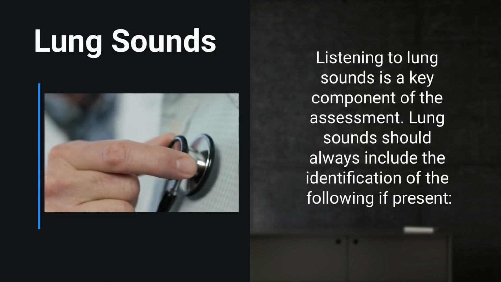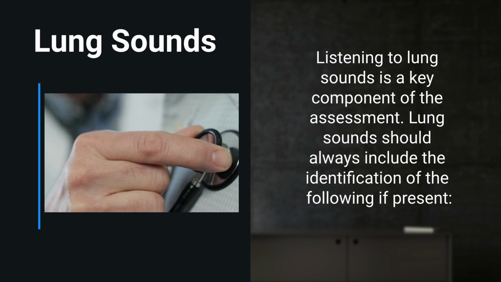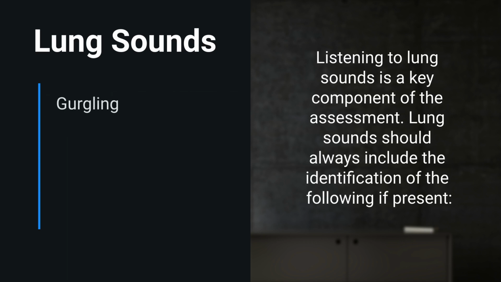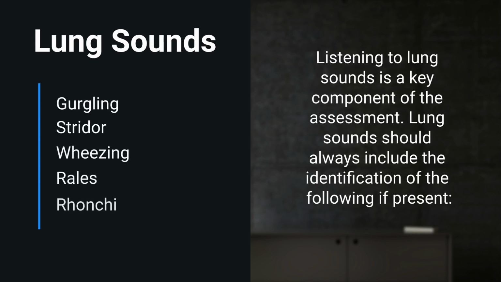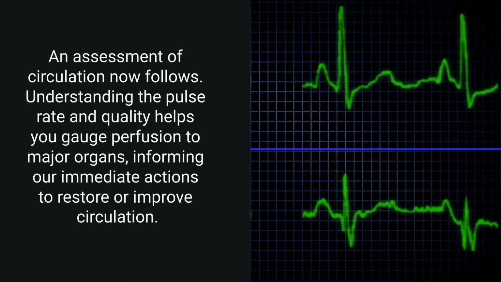Listening to lung sounds is a key component of the assessment. Lung sounds should always include the identification of the following if present. 1. Gurgling. 2. Stridor. 3. Wheezing. 4. Rales. 5. Rhonchi. An assessment of circulation now follows.